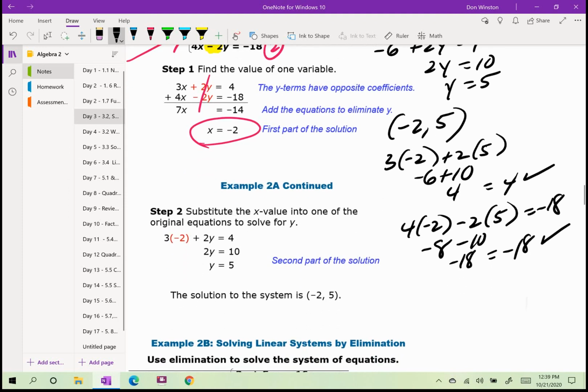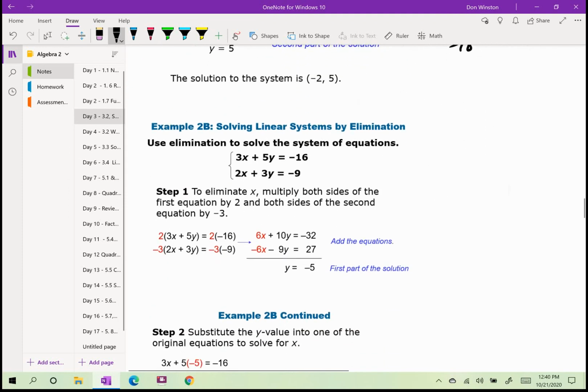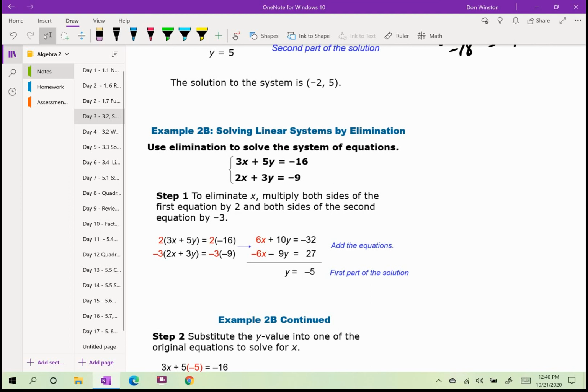Elimination, and then we go into substitution. So let's see here. Notice the coefficients of x and y are different, and they're all positive. So we have a choice here. We can eliminate the x's, or we can eliminate the y's, whichever one you want to do. They chose to eliminate the x's.